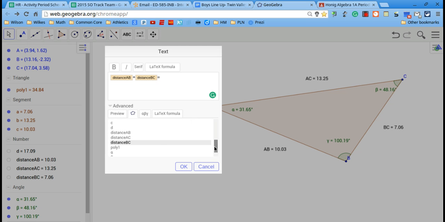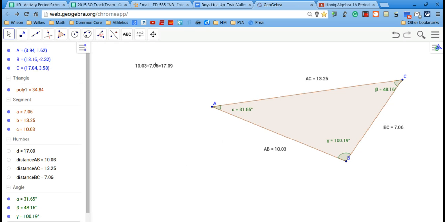Then I have to scroll and find D. Obviously, those are alpha, beta, gamma, with D right here. So I click those. Okay, I hit OK, and now I've typed those on. So this was AB, this was BC, and this right here was the actual distance between them, 17.09. The big thing that we want you to get out of this is that 17.09 forms a triangle because it has a relationship with 13.25, okay?